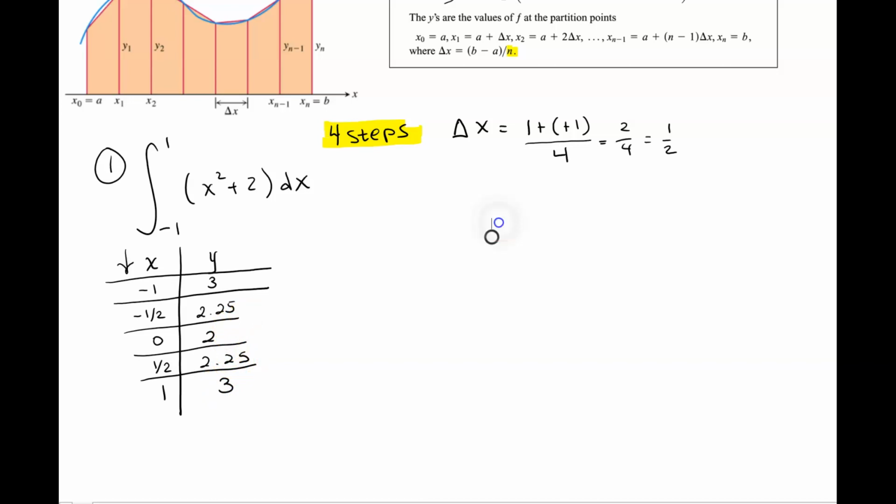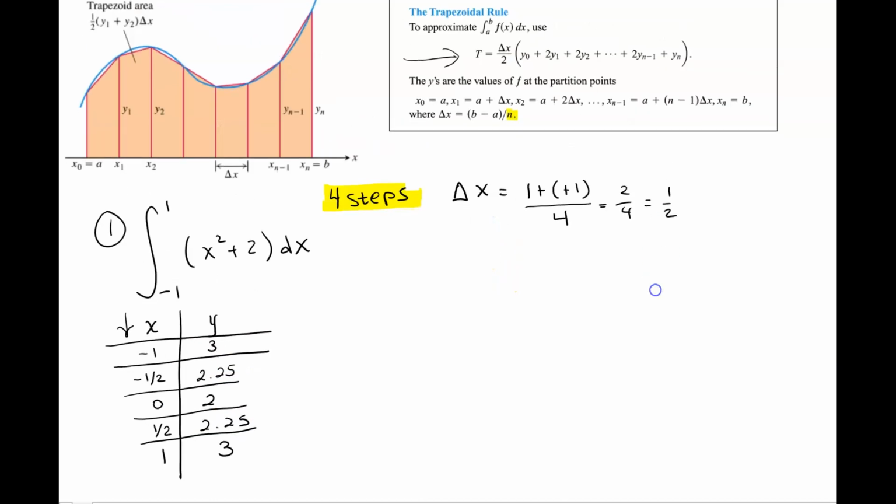So what we're going to do now is use the trapezoid sum rule, and that is to say that delta x is divided by 2. So we take our delta x, which is 1/2, and divide it by 2, and then we take y naught, the first y value here, which is 3, plus 2 times all of the y values in between, and then the final y value will be just the y value by itself. So let's go ahead and take a look.